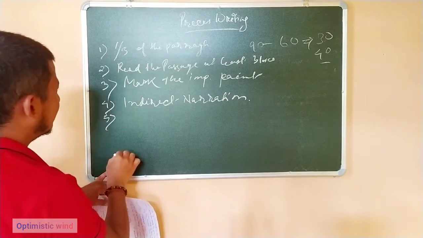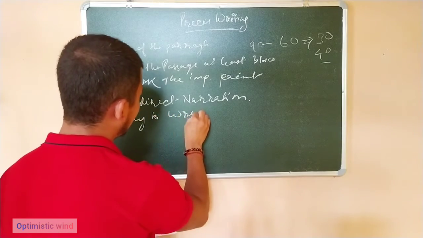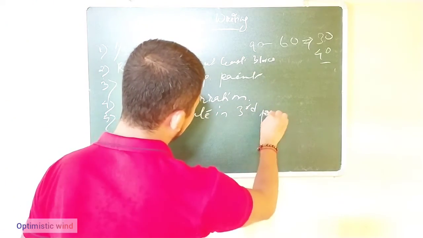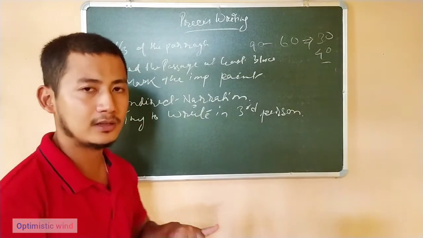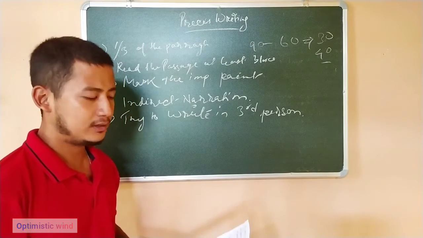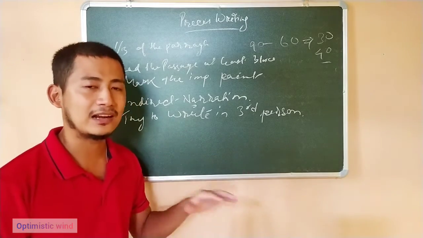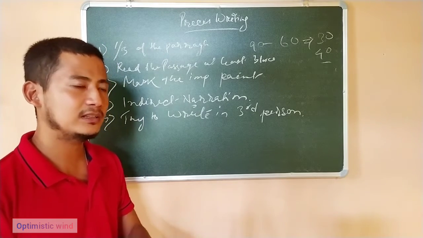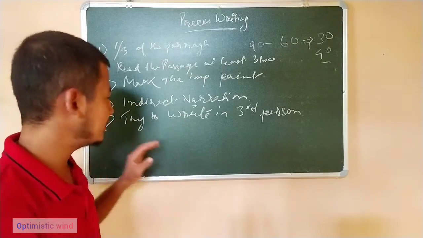And number 5th point is that try to write in 3rd person. So what is 3rd person? He, him, she, Ram, Lakshman, whatever. All these are 3rd person. I, we, himself, myself, all this, do not use such words. Try to avoid such words until and unless it is important, it is the essence of the sentence. If it is not the essence of the sentence, then try to avoid the 1st person and 2nd person. Try to write your Precis in the 3rd person.